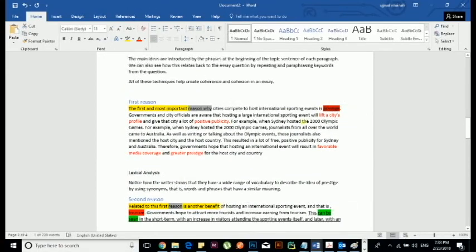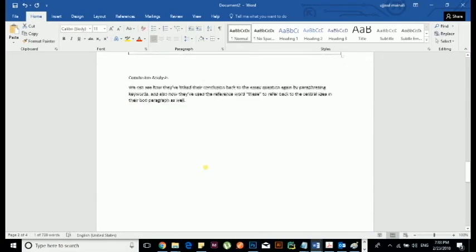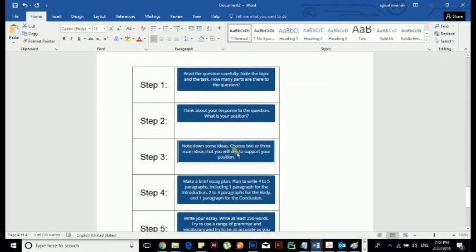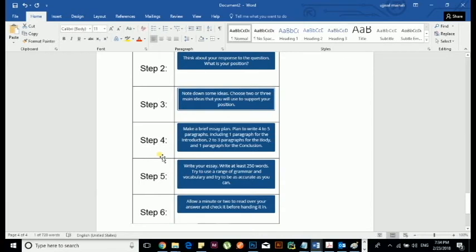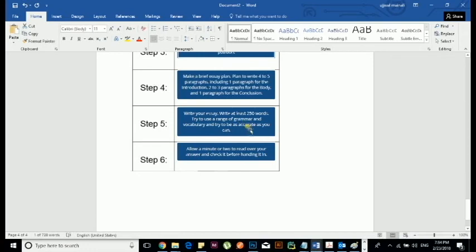supporting international tourism because it's a matter of prestige and to promote tourism. And the third step, note down some ideas. Choose 2 or 3 main ideas that you will use to support your position. Step number 4. Make a brief essay plan. Plan to write 4 to 5 paragraphs, including 1 paragraph for the introduction, 2 to 3 paragraphs for the body, and 1 paragraph for the conclusion. Write your essay at least 250 words and try to use a range of grammar and vocabulary and be as accurate as you can.